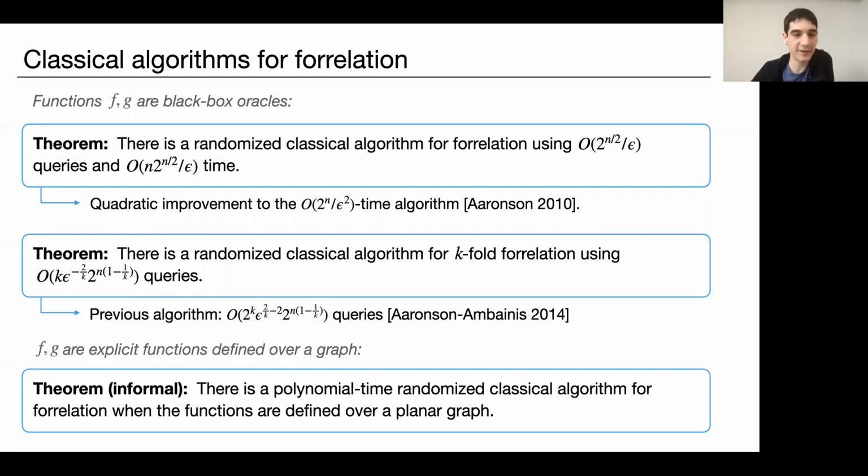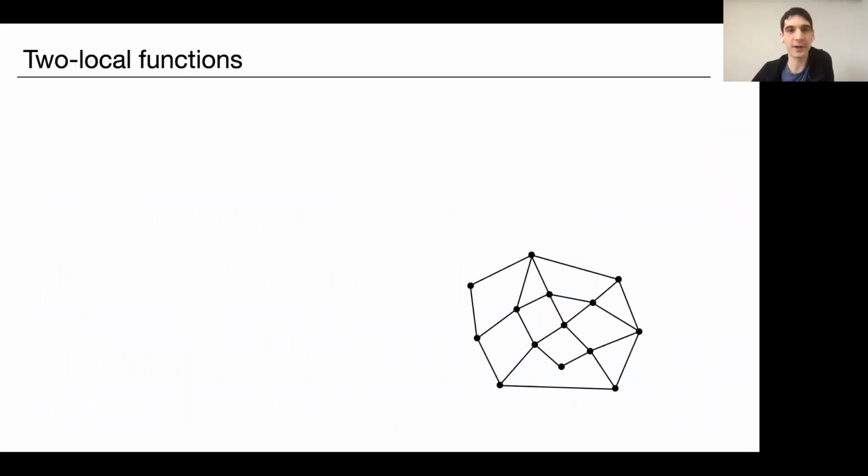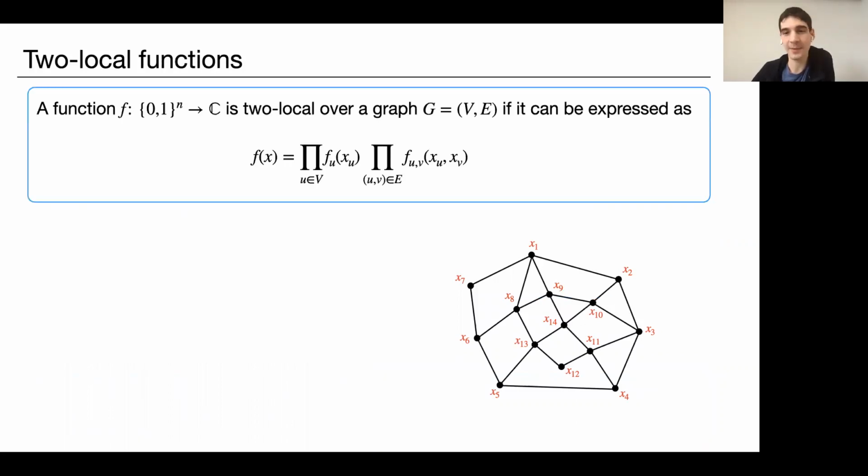Okay, so the first most important thing is, what are these explicit functions that we've defined over a graph? We call them two-local functions. You start with a graph, you place a variable at every vertex of the graph, and then a two-local function is simply a product of clauses involving either variables that depend on a single vertex, or variables that depend on either vertex at the end of an edge. So we have these vertex variables, and we have these edge variables.